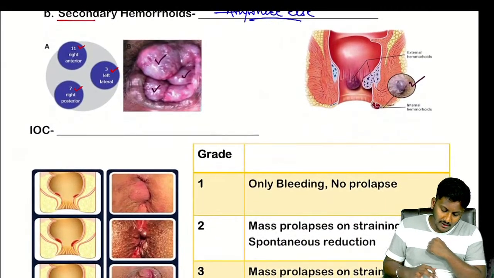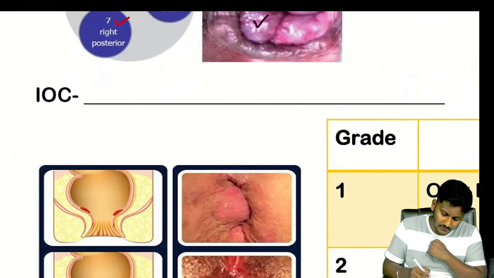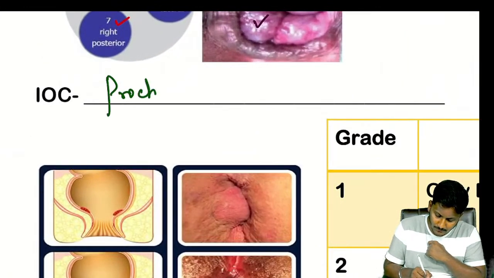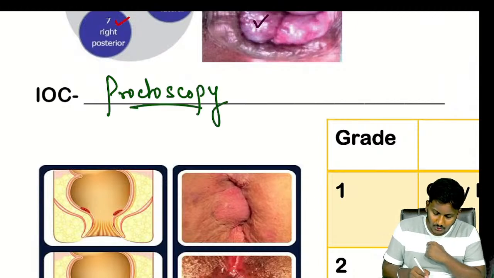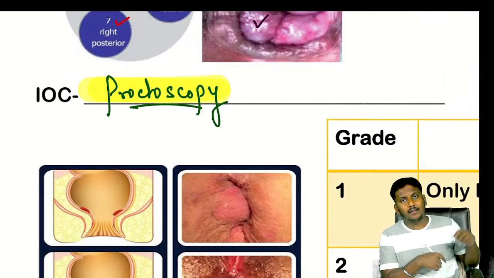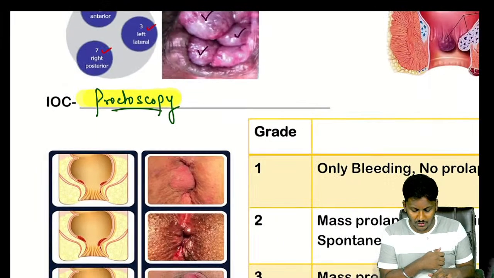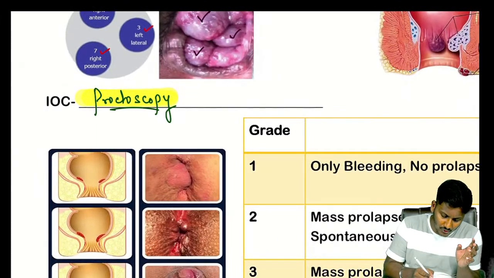Next important, beta, what is the investigation of choice? Remember, if they ask you, the answer has to be proctoscopy. I've shown you the proctoscope, right? It is used for the examination of the rectum. You insert the proctoscope, beta, and with the help of a light source, you examine the rectum. You will be able to see these hemorrhoidal masses on the proctoscopic examination.